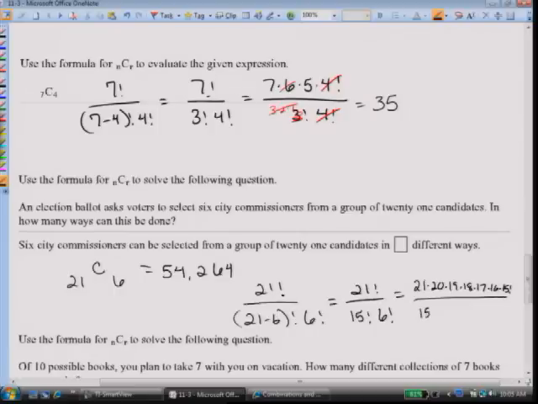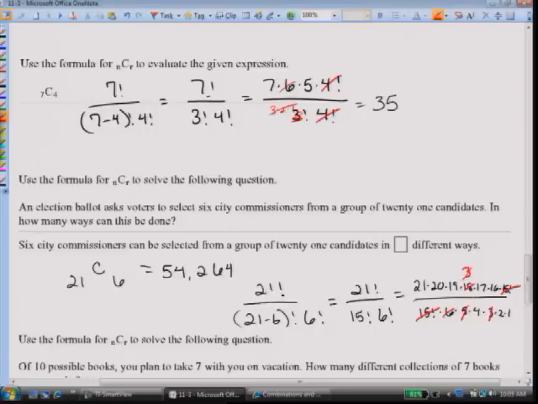And then here's a 15 factorial. And then you can do 6 times 5 times 4 times 3 times 2 times 1. So then you would just come in and cancel. The 15 factorial cancels with the 15 factorial. And you could do like 6 goes into 18 3 times, and then that 3 will cancel with this 3.